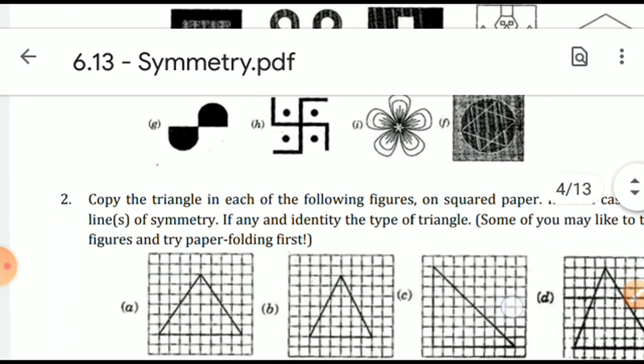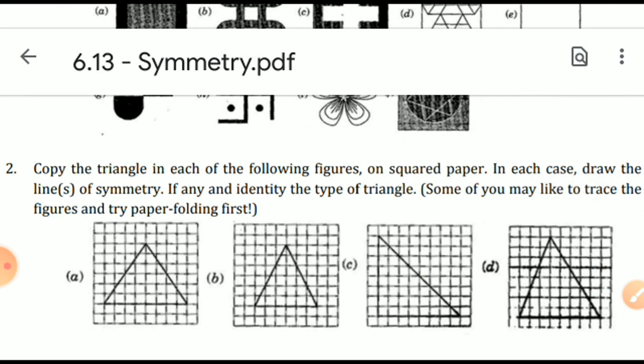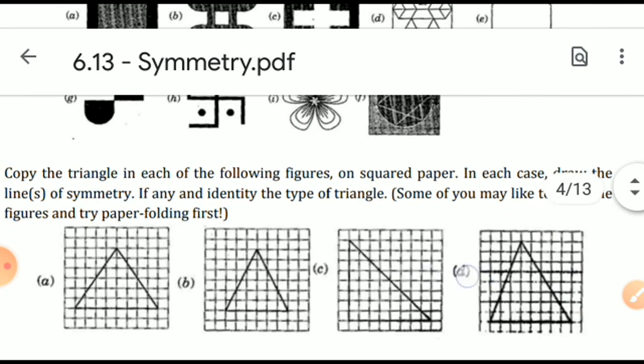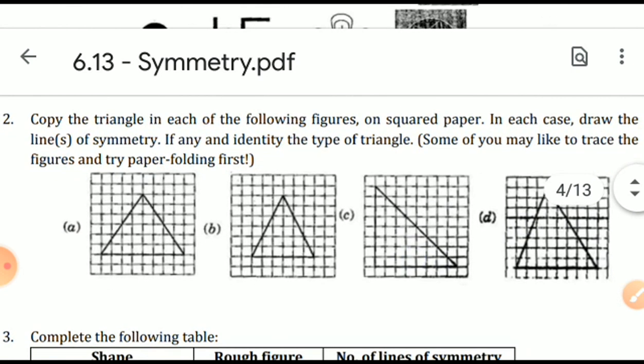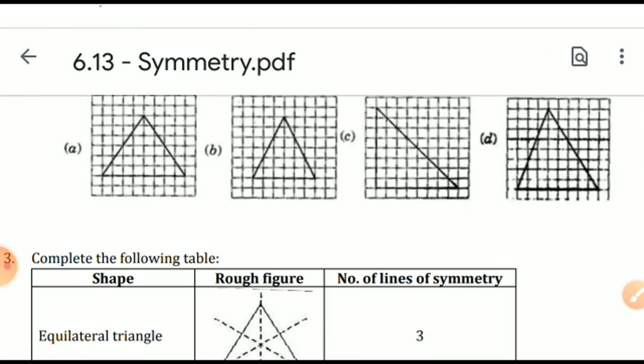Second one. Copy the triangle in each of the following figures on square paper. In each case, draw the lines of symmetry, if any, and identify the type of triangle. Some of you may like to trace the figures and try paper folding first. You can take square paper, single line paper, or blank paper, and try to get these types of shapes and trace them. Exactly copy what you get, and you have to show it.